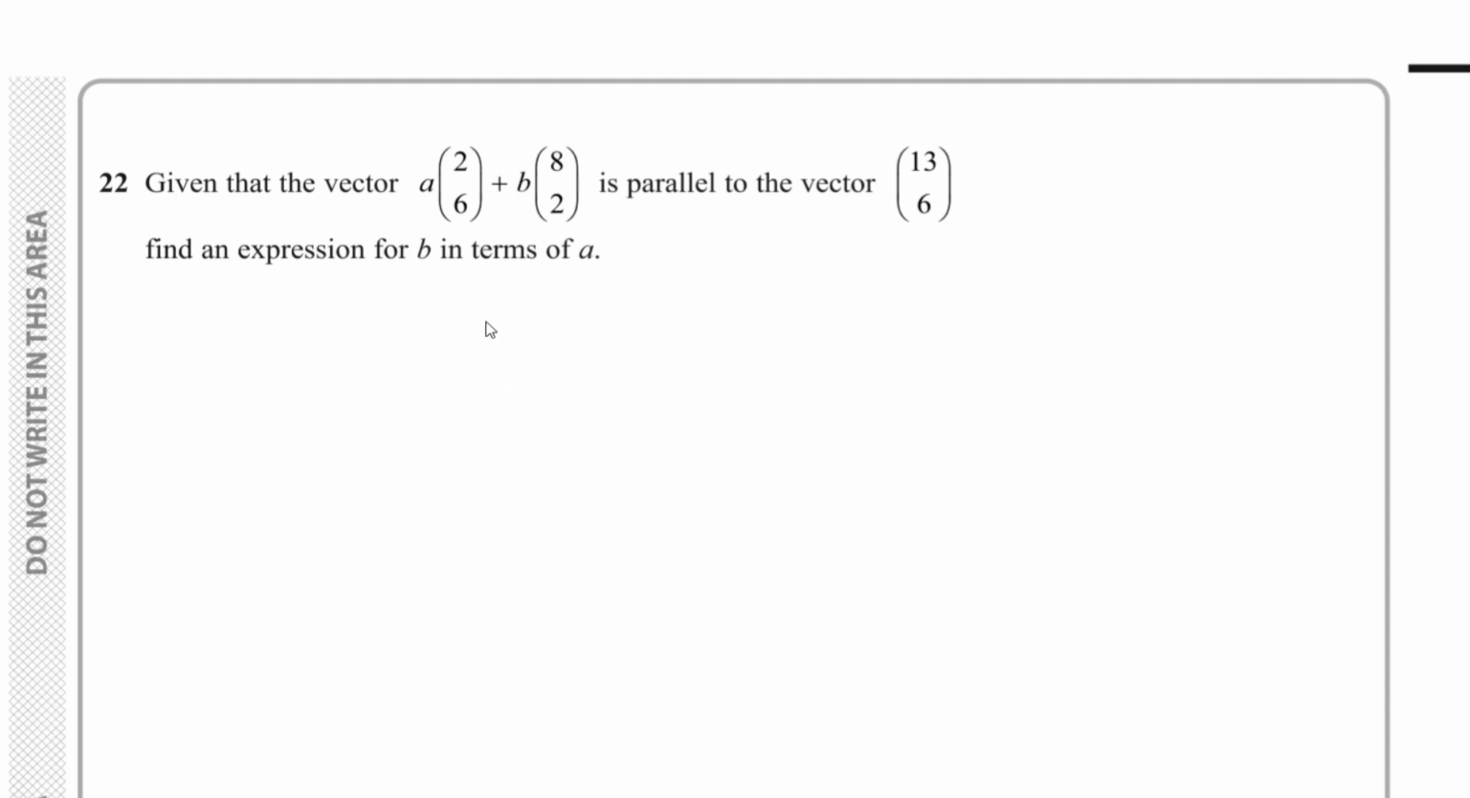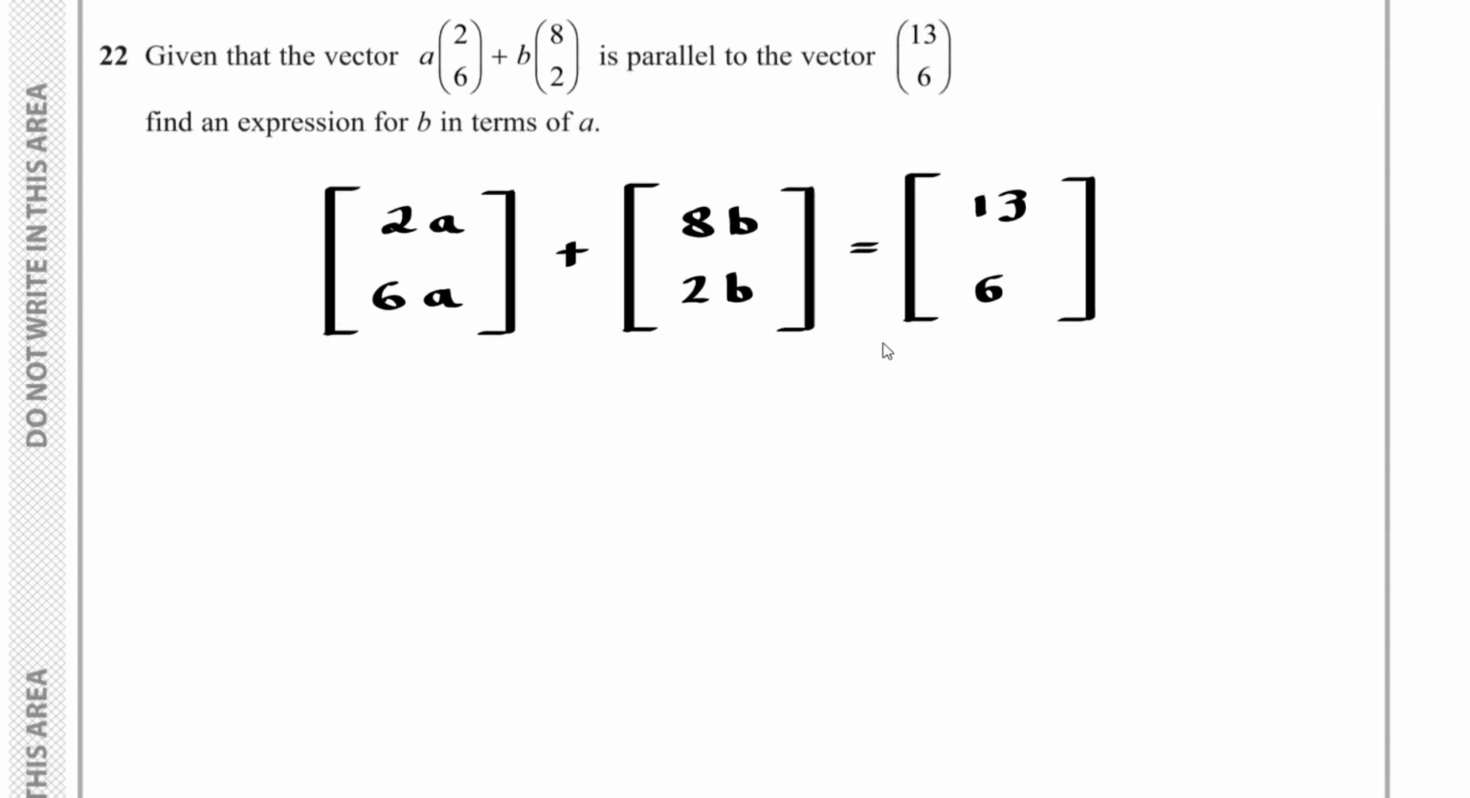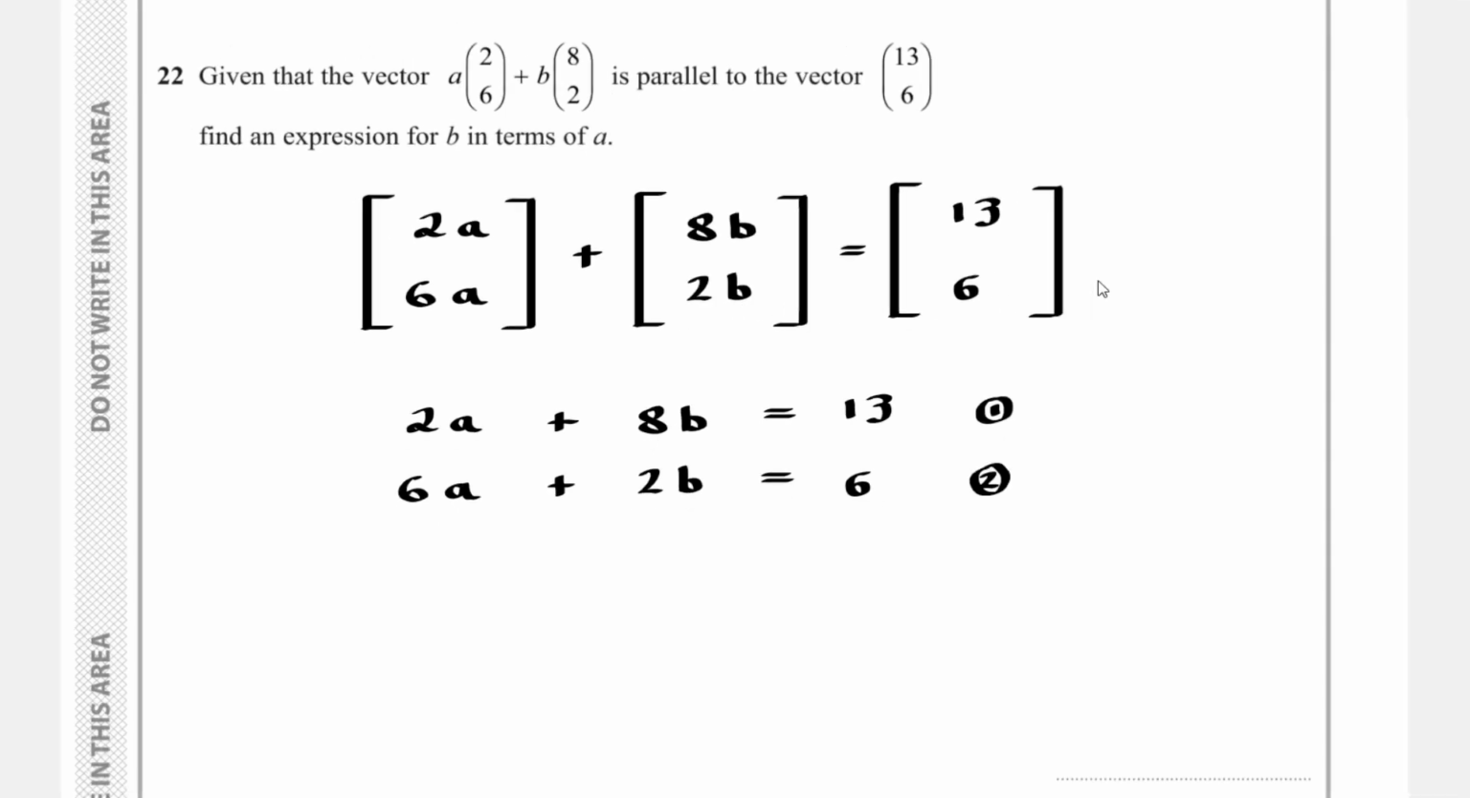Question 22, given that the vector a times (2, 6) plus b times (8, 2) is parallel to the vector (13, 6), we have to find an expression for b in terms of a. Well, I've got a times (2, 6), which is (2a, 6a), and I add on to this b times (8, 2), which is (8b, 2b), and this is parallel to the vector (13, 6). So let's just set them equal to each other to find out what a and b are and see how they're related. So if I set this sum equal to (13, 6), I can write down an equation: I've got 2a plus 8b equals 13. I'll call that equation 1. And I've got 6a plus 2b equals 6. I'll call this equation 2.